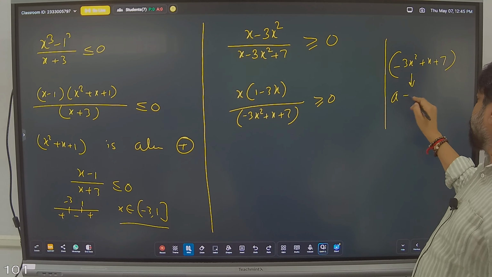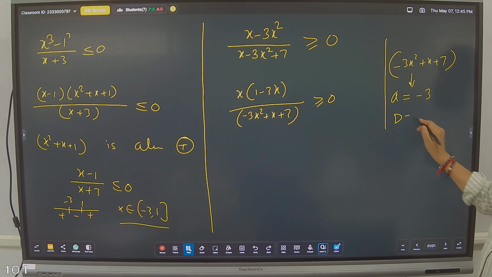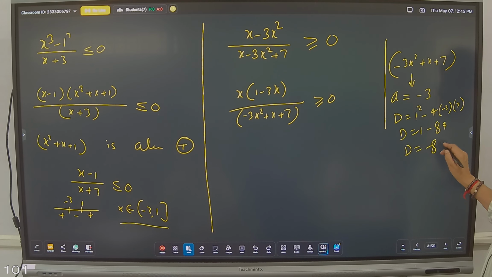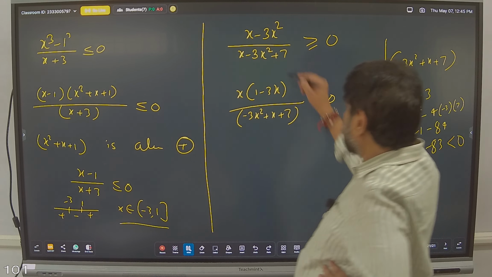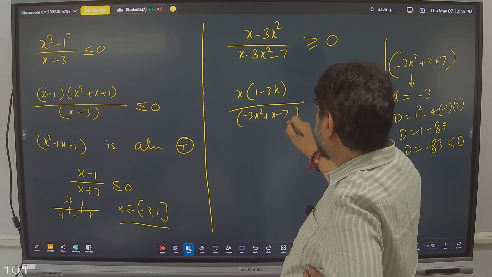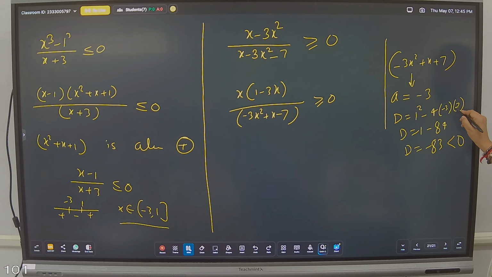What is a here? Minus 3. What is D here? 1 square minus 4 into a, minus 3 into 7. So D will be 1 minus something bigger, 21 into 4 is 84. So D equals minus 83, less than 0. It's coming positive, something is wrong. Let's change the question. Wait. So this will now be correct.